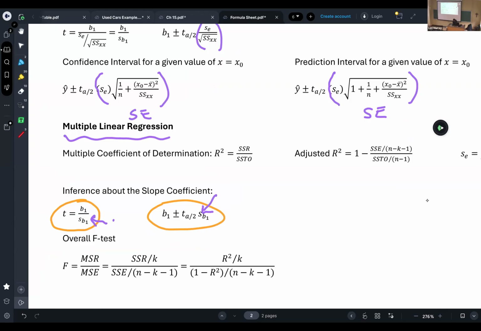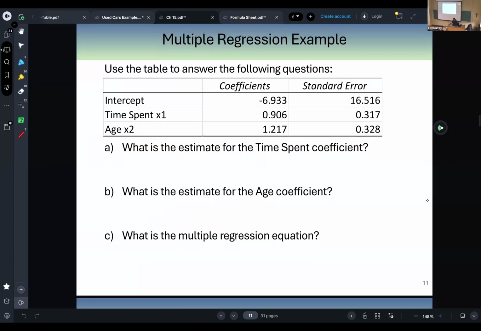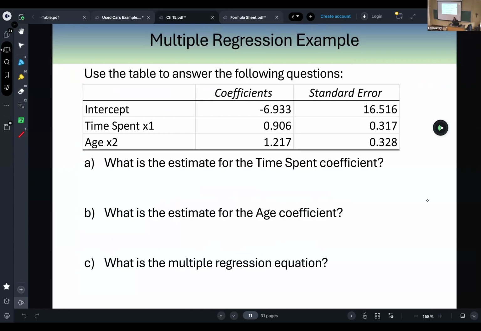This is the standard error, SE, and this is the standard error. Yeah, so you can't really do these by calculator. You definitely need the Excel add-in, the data analysis add-in. So what is the estimate for time spent? It's going to be B1 because it's X1, and it's going to be 0.906.